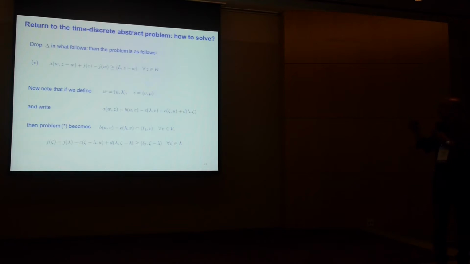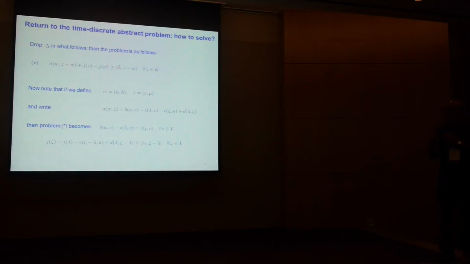I want to look in more detail at the time discrete problem, because this really brings us to the heart of the matter. You've got a complicated inequality. How do you solve that? How does one solve that on the computer, and how do you solve it in an efficient way, and a way which is convergent and stable?